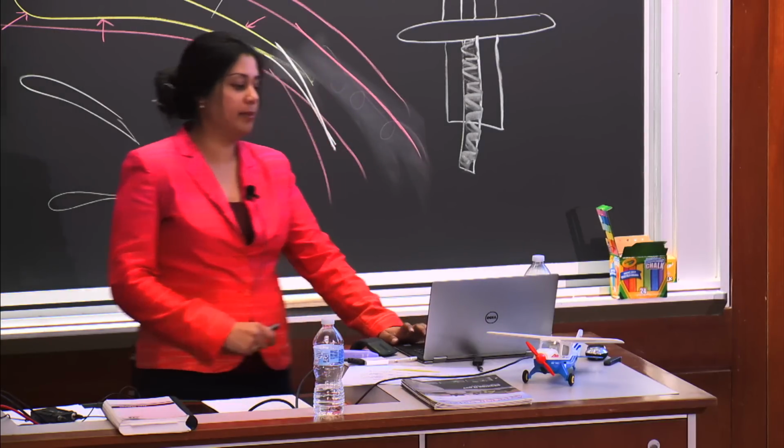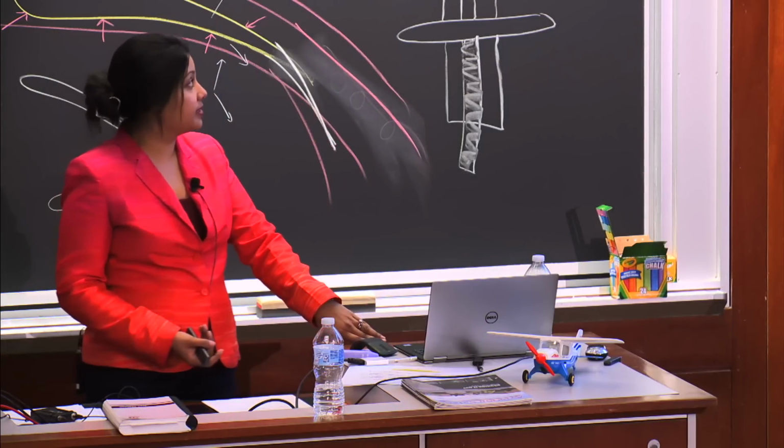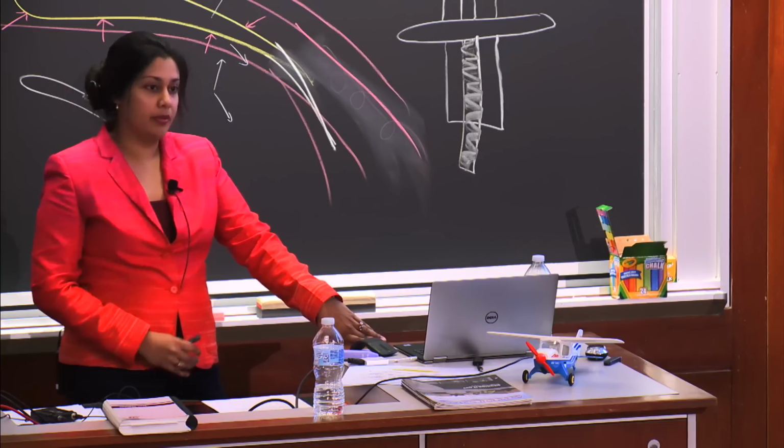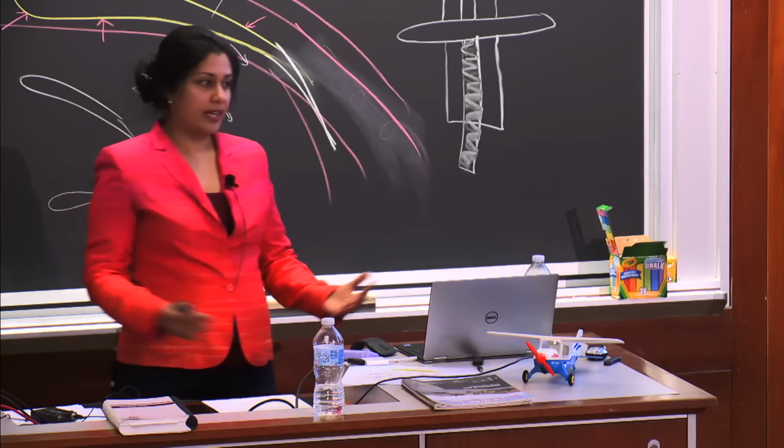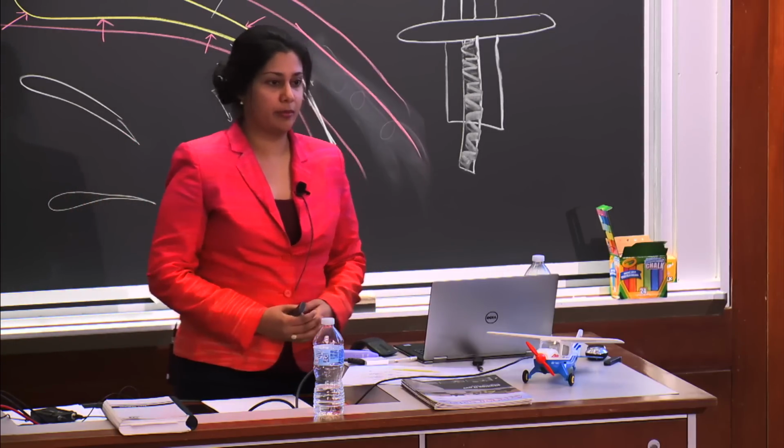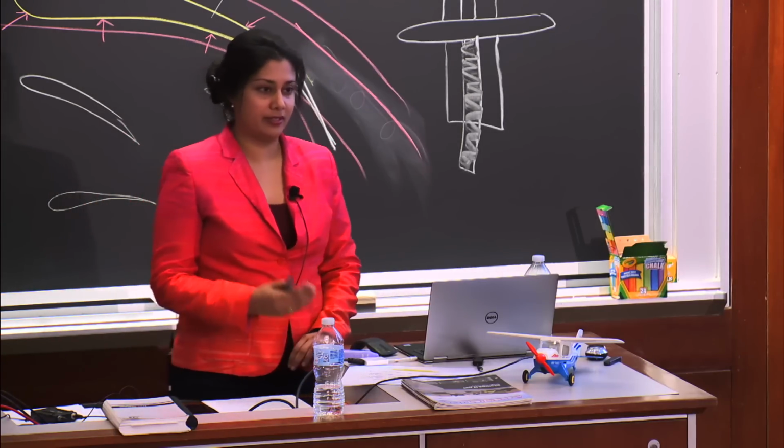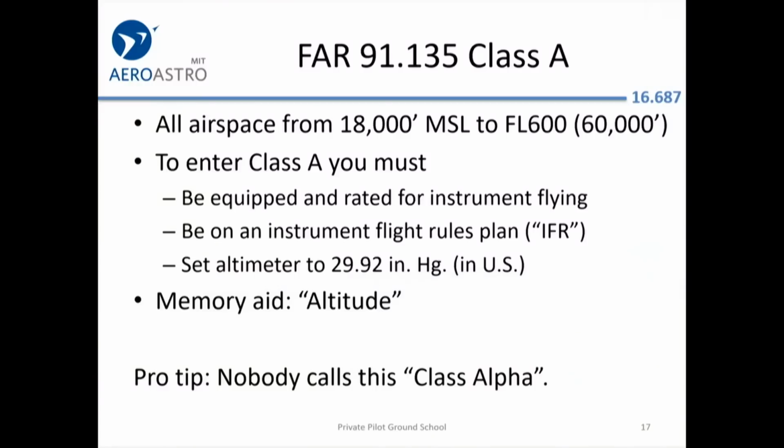So let's start at the top at Class A airspace. So this is very high up. Pretty much as a private pilot in a single engine airplane, you're never going to encounter this Class A airspace because it starts at 18,000 feet. So it's pretty high up. So pretty much only jets, big commercial jets fly at that altitude. In order to fly into that altitude, you actually have to have your instrument flight rating.